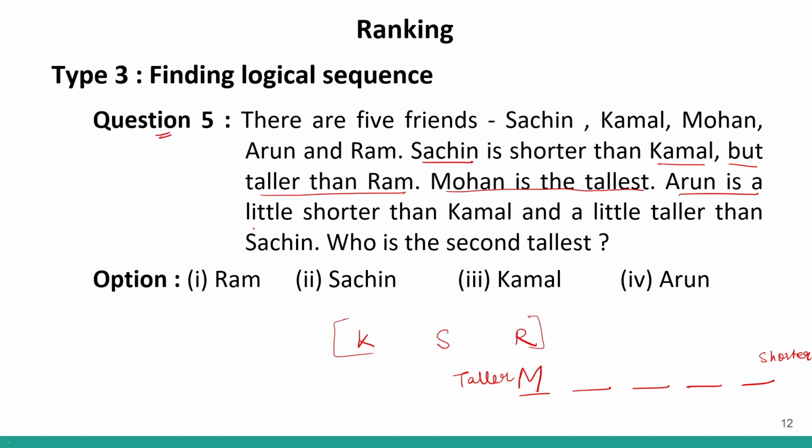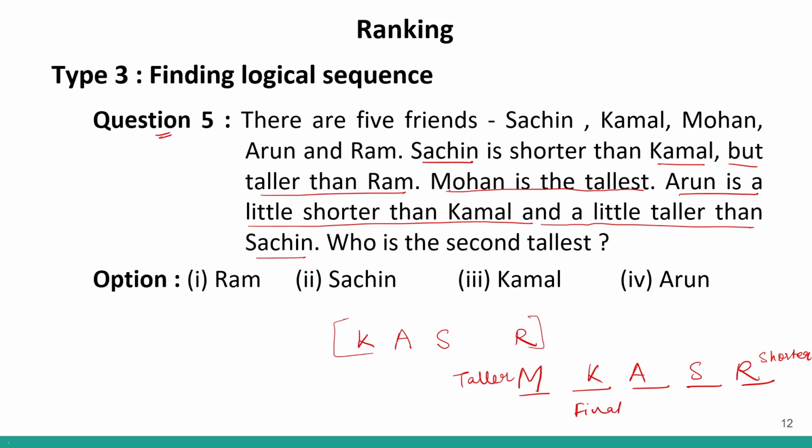Arun is a little shorter than Kamal and a little taller than Sachin. So Arun will be over here because Arun is shorter than Kamal and taller than Sachin. So Kamal is the taller one. Then we have Arun. Then we have Sachin and then we have Ram. So I can place it like this: K, A, S and R. So this will be my final arrangement.